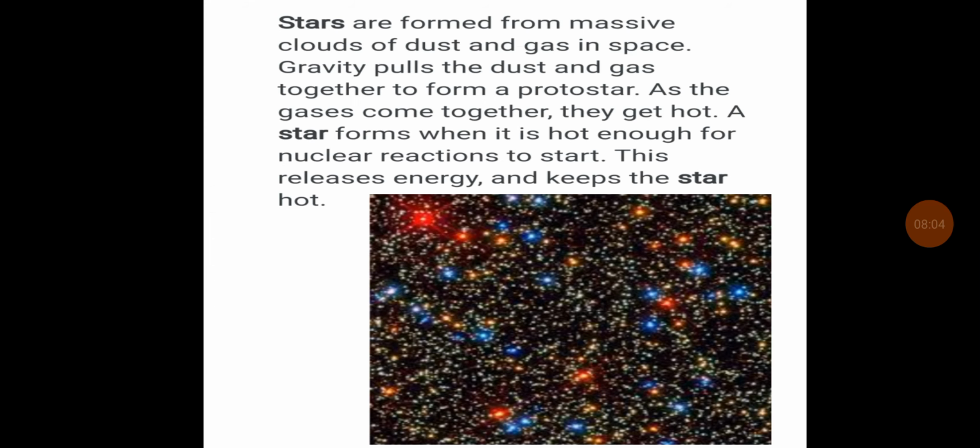Now, stars are formed from massive clouds of dust and gas in space. On the slide, you can see the picture of the stars. Gravity pulls the dust and gas together to form a protostar. And as the gases come together, they get hot. A star forms when it is hot enough for nuclear reactions to start. This releases energy and keeps the star hot. So, this is the definition of stars, how the stars are built up.